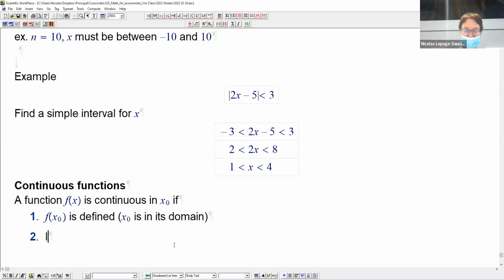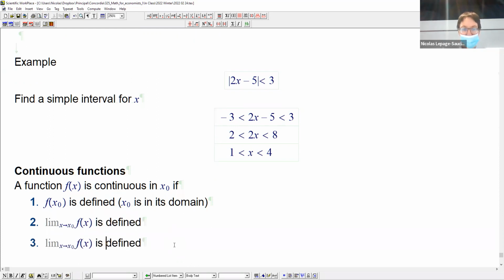Second, the limit when x goes to x0 of f of x is defined, and third, the limit when x goes to x0 of f of x is equal to f of x0. So that's a very technical way of saying this.